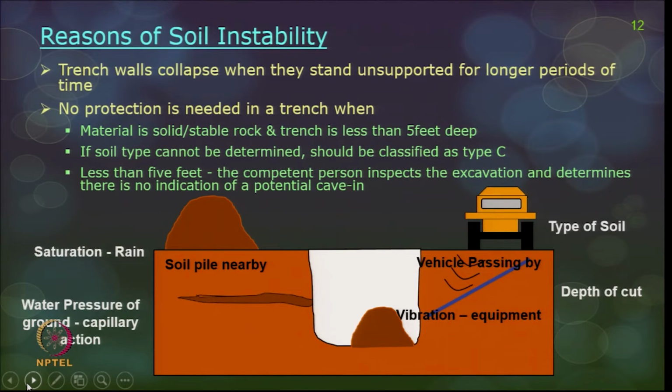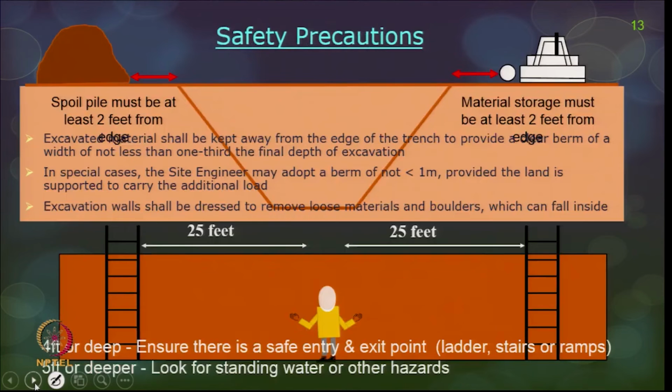The next is saturation through rain. Sometimes raining can happen and it may start collapsing your soil, and as a result there can be a cave-in accident. Another one is natural capillary action, as a result of which the water table can be seen when you start digging. That is also one of the reasons for cave-in accidents. And the last one is buried utilities which are available.